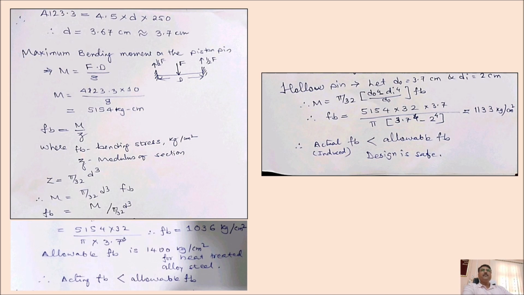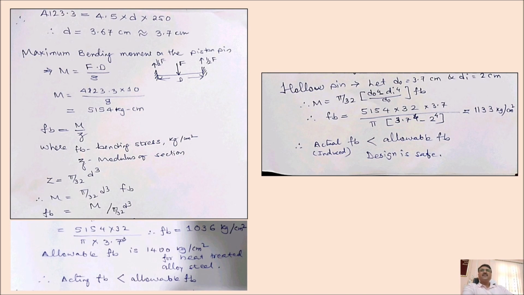It is subjected to bending. Maximum gas load is F. Let the maximum gas load is acting at center. So the reaction at both ends will be F by 2, and bending moment can be calculated for this as F into d by 8. F is maximum gas load, d is diameter of piston. Substituting the values, M is 5154 kg centimeter.